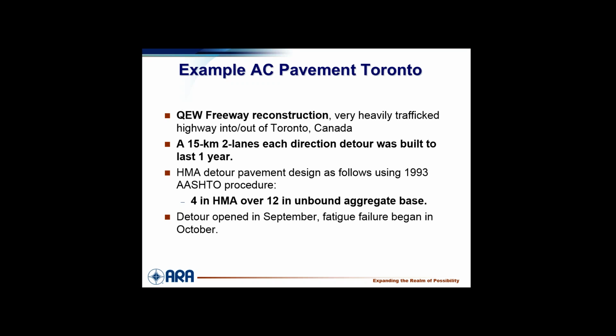The design build team was tasked with coming up with a 1-year design. If you're ever tasked with a 1-year design, be very careful. Especially if it's more than 100 feet long. So they designed with the 93, which is what Ontario uses forever and ever and ever. They designed a pavement: 4 inches of HMA over 12 inches of unbound base. The detour opened in September. Fatigue failure began the next month.